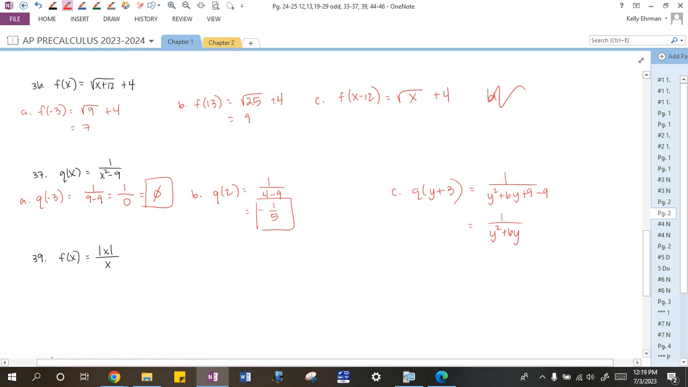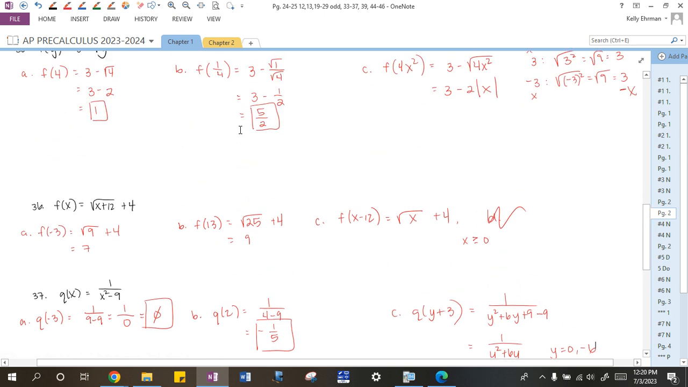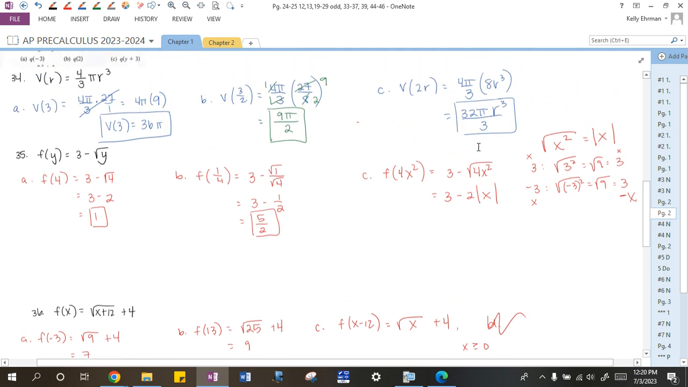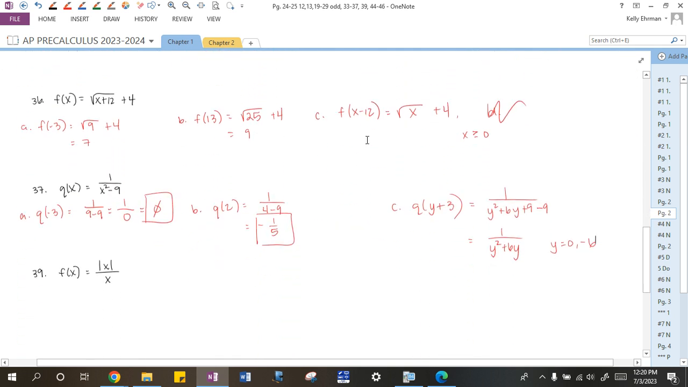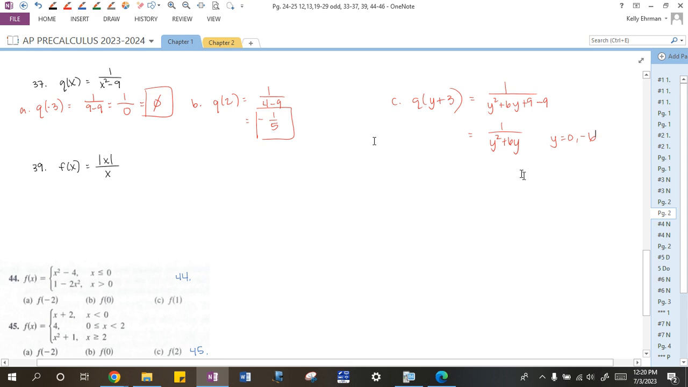Now I haven't been doing this, but anytime I create new functions like this, I probably should be doing little domain pieces. For this one, x can be anything greater than or equal to 0. For this one, y can't be 0 or negative 6, because that would cause us to divide by 0. I think that's all that applies for now.